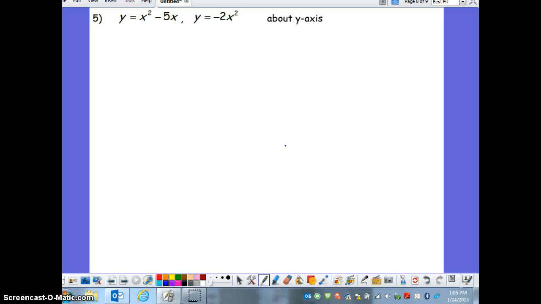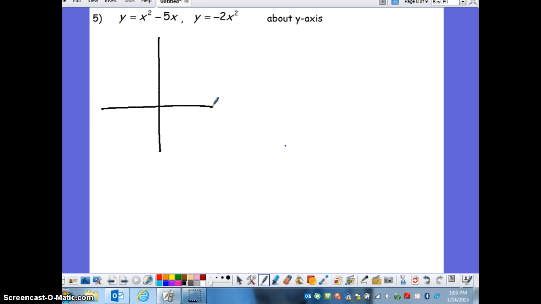All right, this is Unit 8 review number 2. We're going to do numbers 5 and 6 here. So again, Unit 8 review number 2, looking at numbers 5 and 6. So we have y equals x squared minus 5x and y equals negative 2x squared. So we're going to graph both of those.